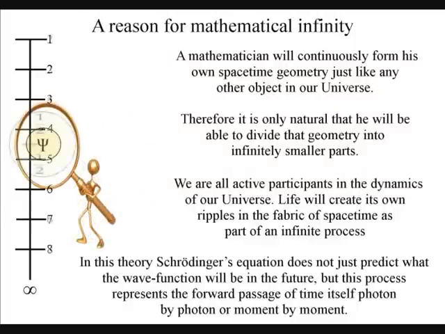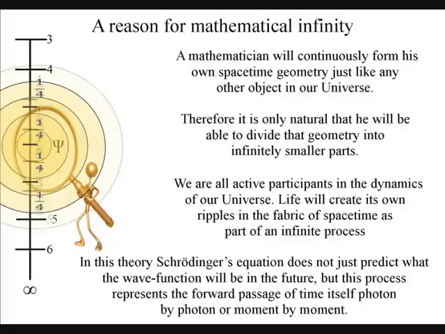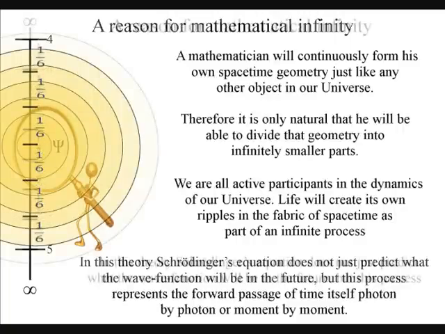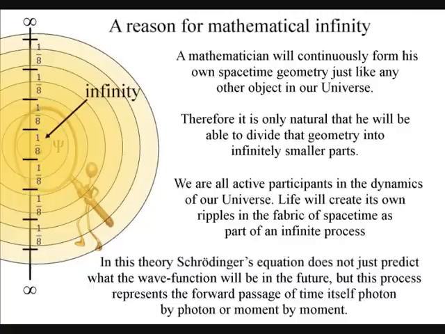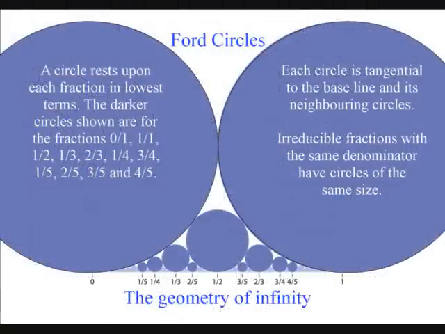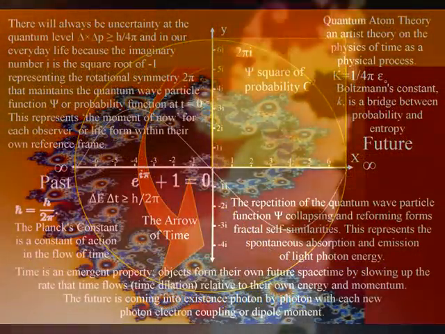A mathematician will interact with this universal process just like any other object, continuously forming his or her own space-time geometry. Therefore it is only logical that he or she will be able to divide that geometry into an infinite number of smaller parts as time unfolds. The universe is an interactive, dynamic, expanding continuum, and therefore we have the infinities of human mathematics. We are all active participants in the dynamics of our universe.